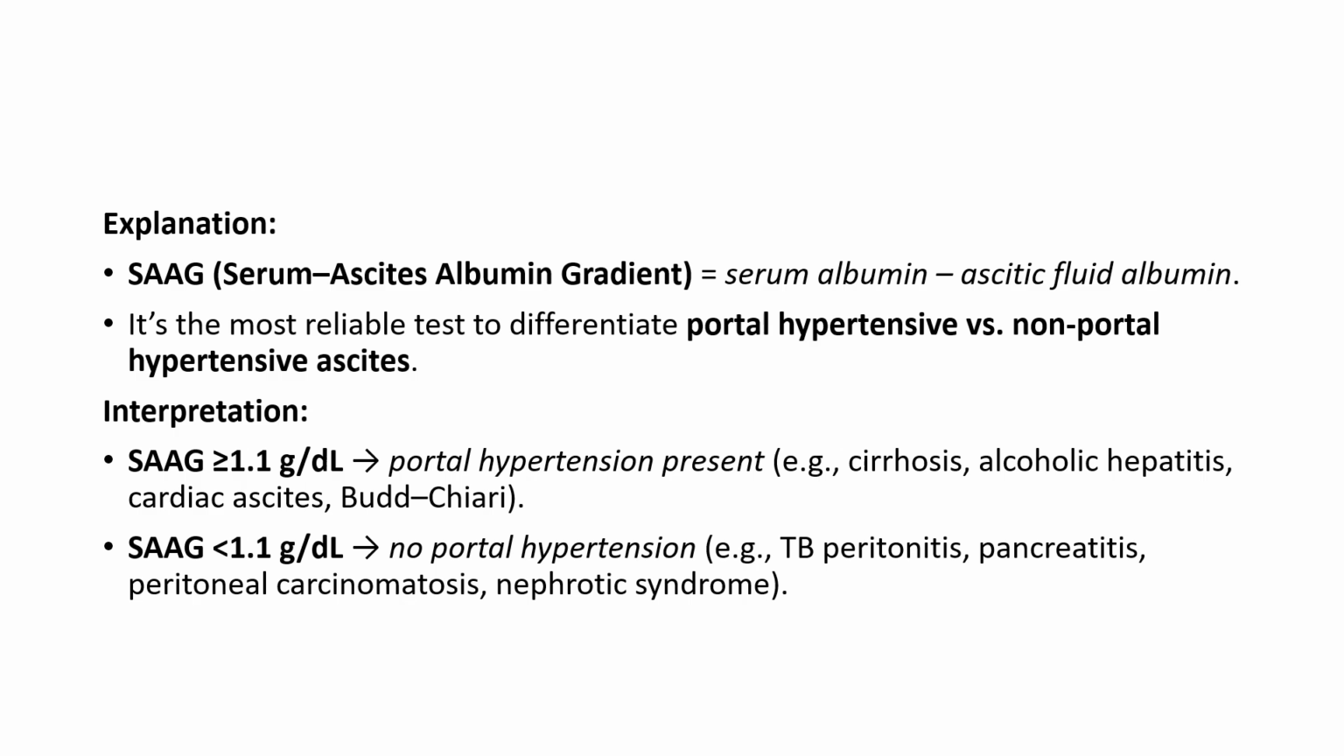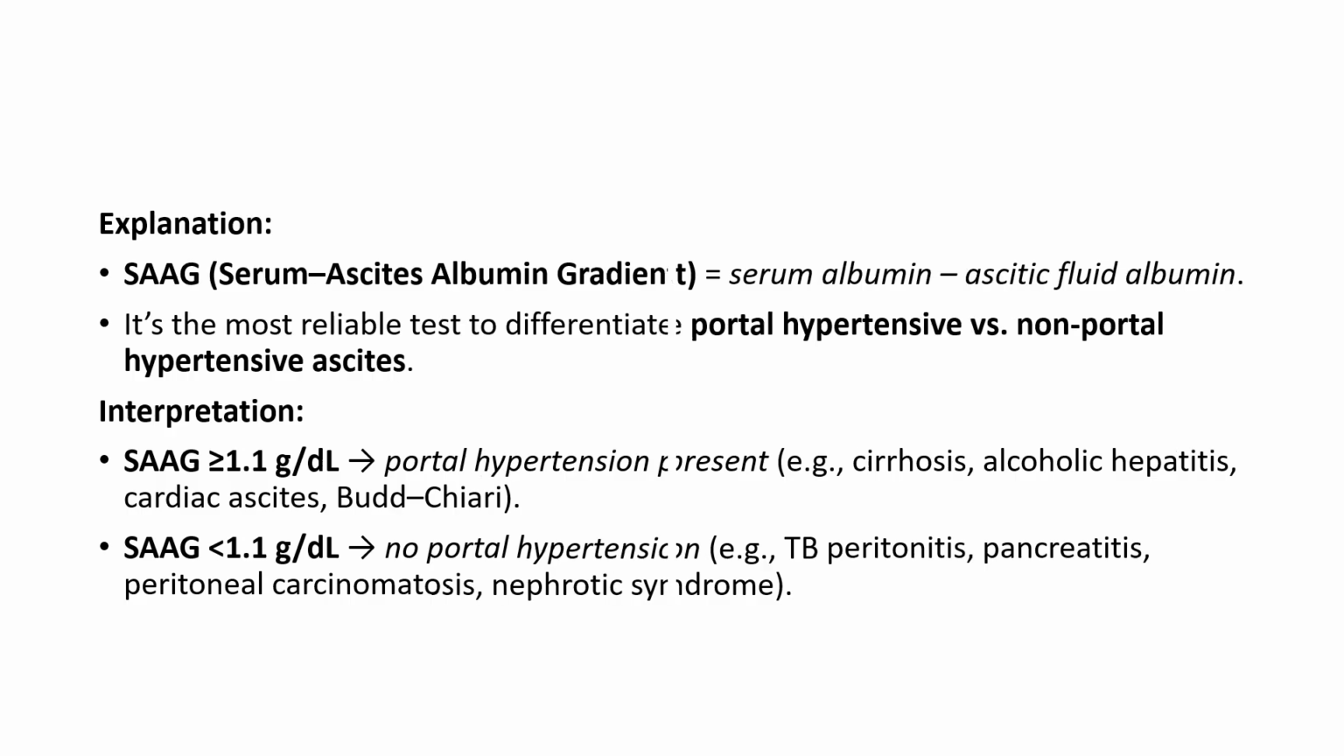So the causes of the ascites could be cirrhosis, Budd-Chiari syndrome, alcoholic hepatitis. If it is less than 1.1 gram per deciliter, it means there is no portal hypertension. So you consider causes like TB peritonitis, pancreatitis, and so on.